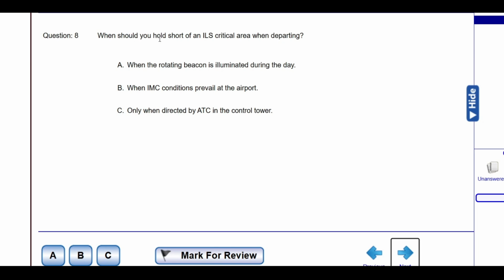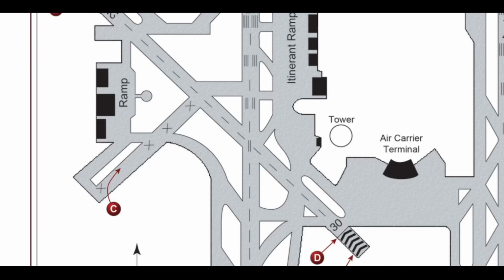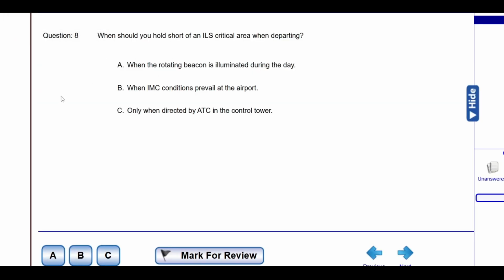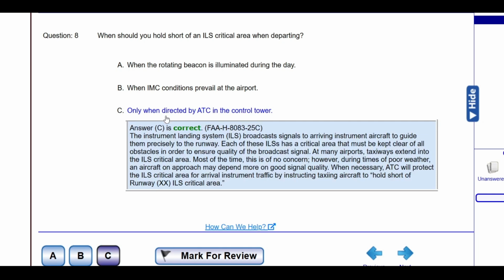Should you hold at an ILS critical area when departing? An ILS critical area is basically like a protected or private runway. You're only allowed to clear when ATC gives you clearance to do so. It's basically a VIP runway. So the answer is C, only when you're directed by ATC.